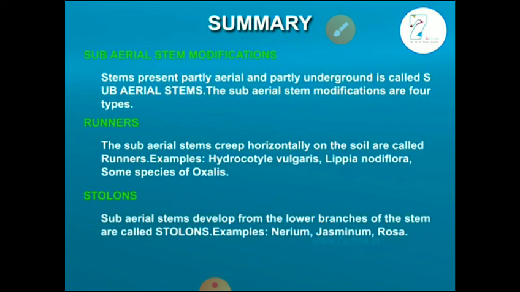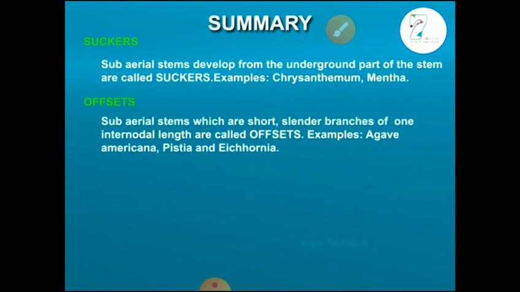Stolons. Subaerial stems that develop from the lower branches of the stem are called stolons. Example: Nerium, Jasminum, Rosa. Suckers. Subaerial stems that develop from the underground part of the stem are called suckers. Example: Chrysanthemum, Mentha. Offsets. Subaerial stems which are short, slender branches of one internodal length are called offsets. Examples: Agave americana, Pistia and Eichhornia.